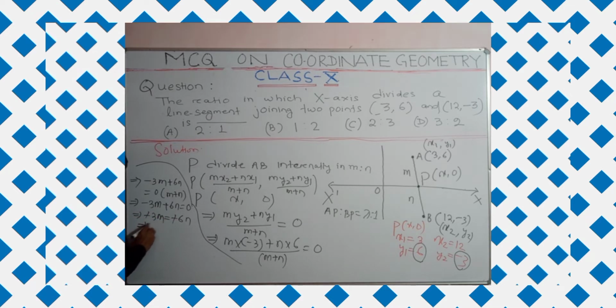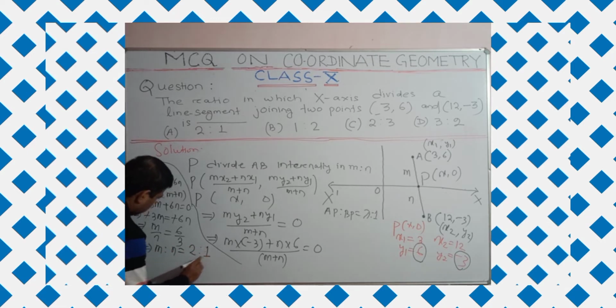That implies m upon n is equal to how much? 6 by 3. Understand or not? 6 by 3. So that implies m is to n is equal to 2 is to 1. Okay, so we got the required ratio.